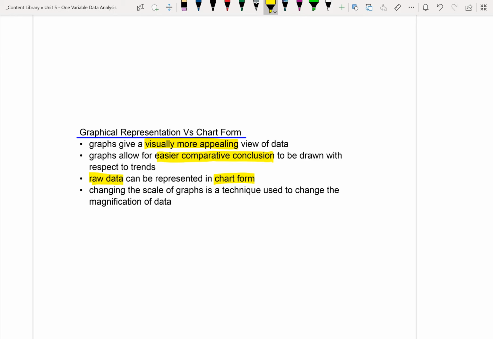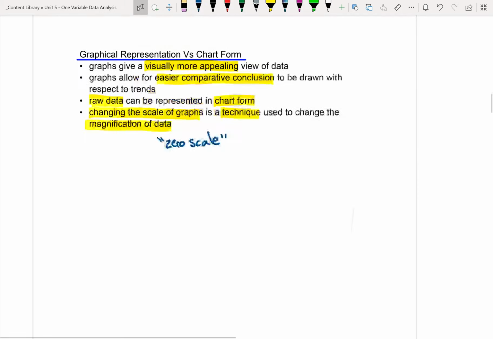And again, changing the scales of a graph is a technique used to change the magnification of data. We've seen this before when we talked about bias, but basically this is referring to a zero scale. When we have a graph where we can see the zero on the scale, that tends to let us see the overall picture. But if we want to magnify or misrepresent or influence the opinion of something, we may choose to magnify our data.